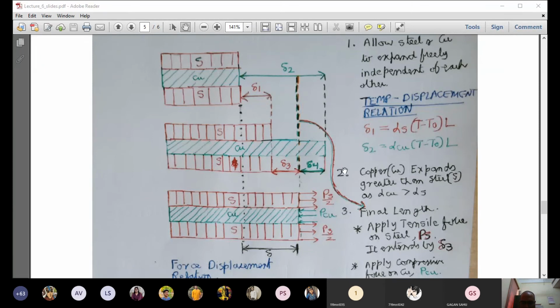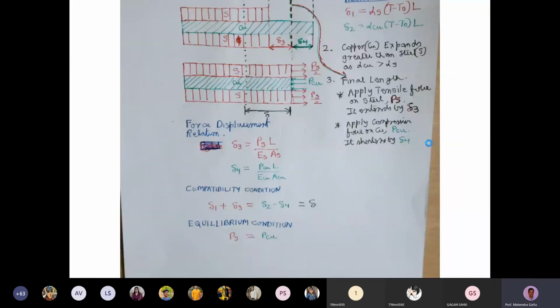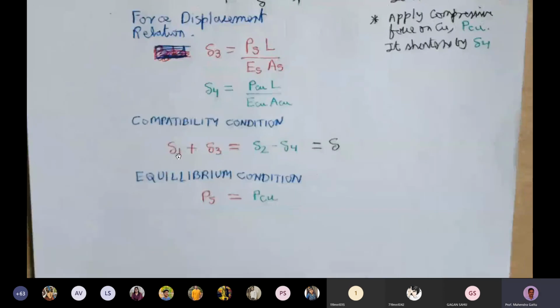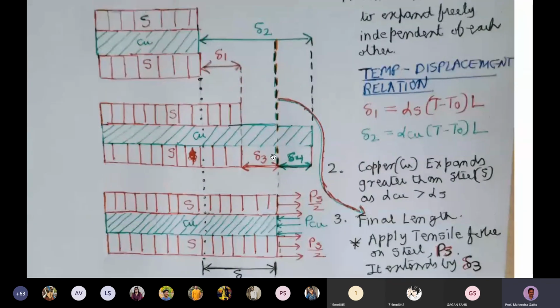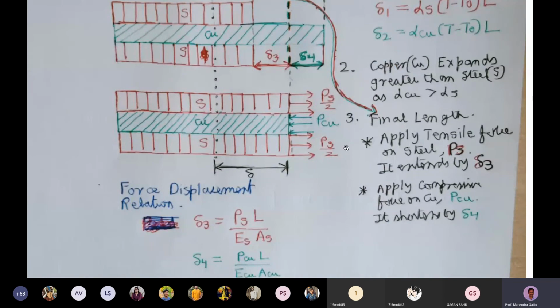So that is the compatibility condition here. Delta 1 plus delta 3, which is equal to delta 2 minus delta 4, which is equal to delta. So delta 1 plus delta 3 is equal to delta, and delta 2 minus delta 4 is equal to delta. So for the problem, we have found all the relationships, and we can solve for the unknowns now.